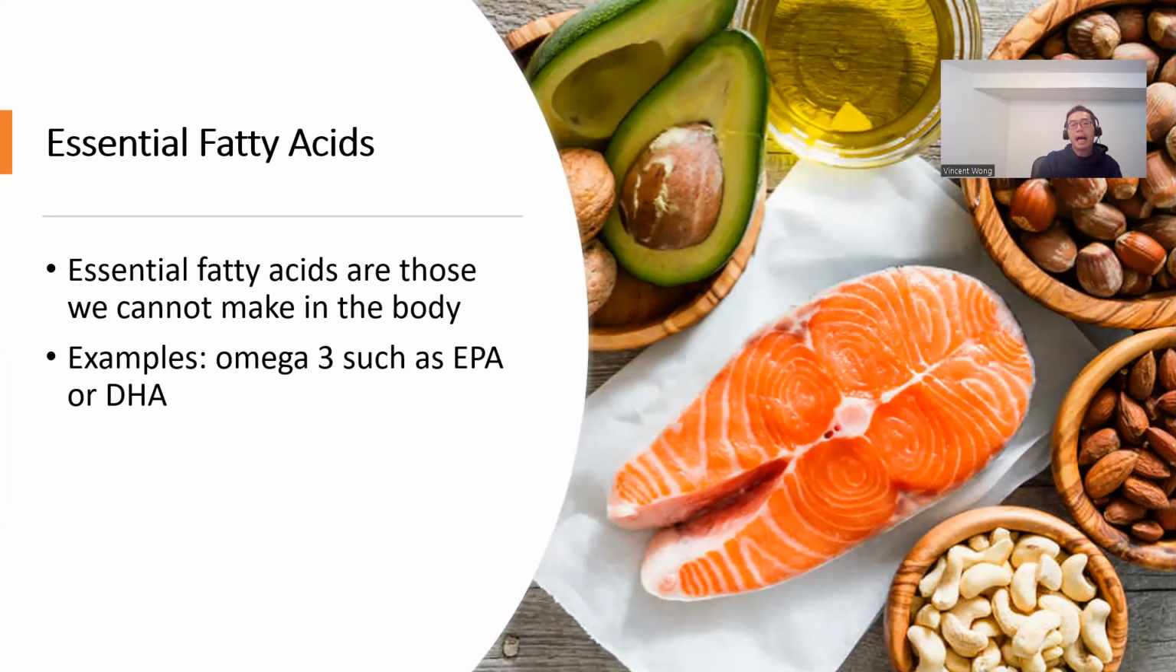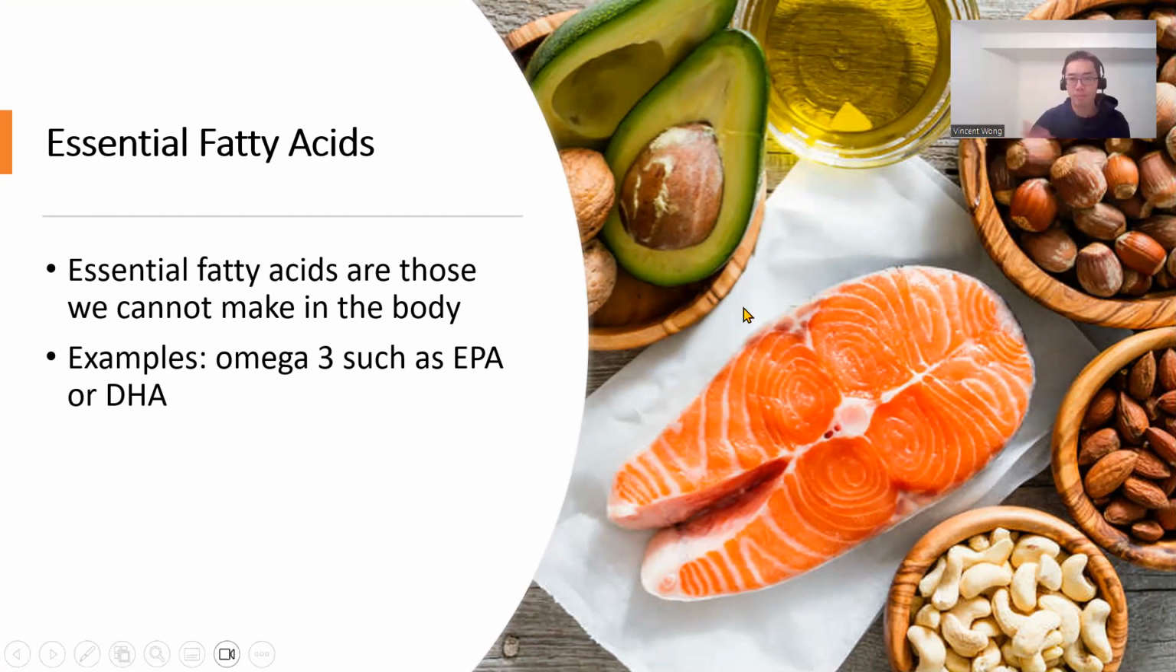Now, some fatty acids are essential. Essential means you cannot make it in the body, and the only way for you to obtain it is through your diet. So an example would be omega-3. And there are different types of omega-3, examples would be EPA and DHA. You don't have to memorize those, but if a person is pregnant, usually the doctor would suggest taking these as supplements because EPA and DHA are important for brain development in the baby.